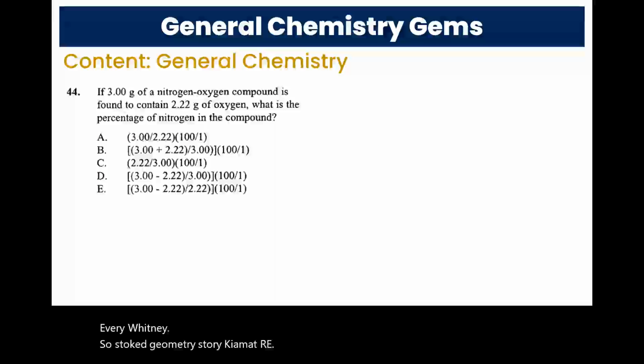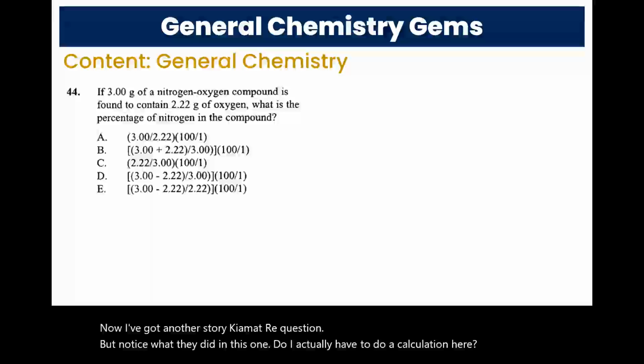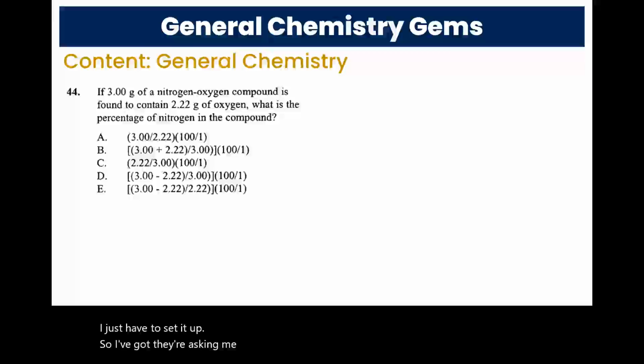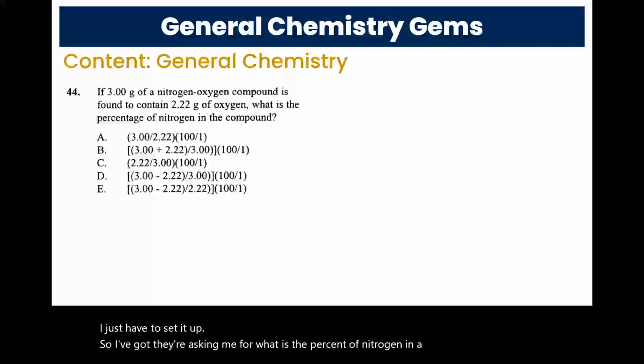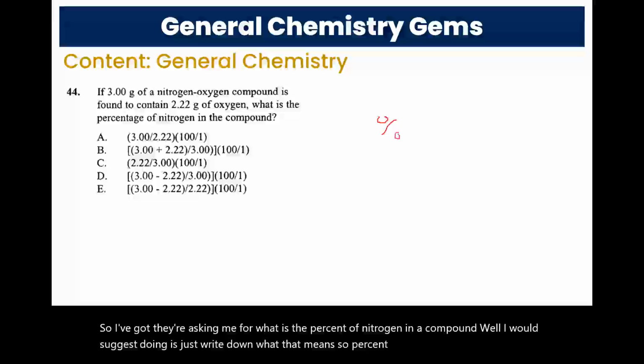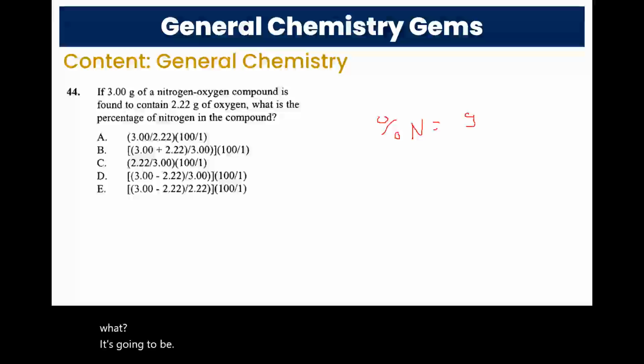Now I've got another stoichiometry question, but notice what they did in this one. Do I actually have to do a calculation here? I just have to set it up. So they're asking me for what is the percent of nitrogen in a compound. What I would suggest doing is just write down what that means. So percent nitrogen is going to be what? It's going to be grams of nitrogen divided by what?